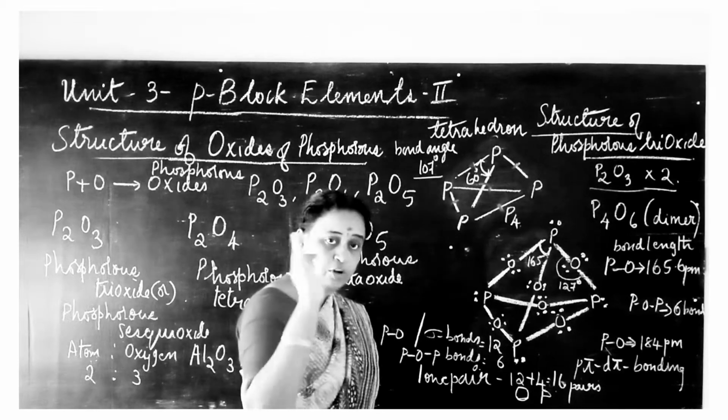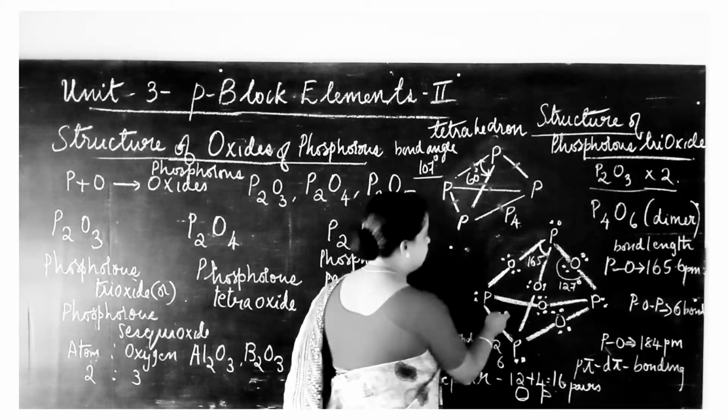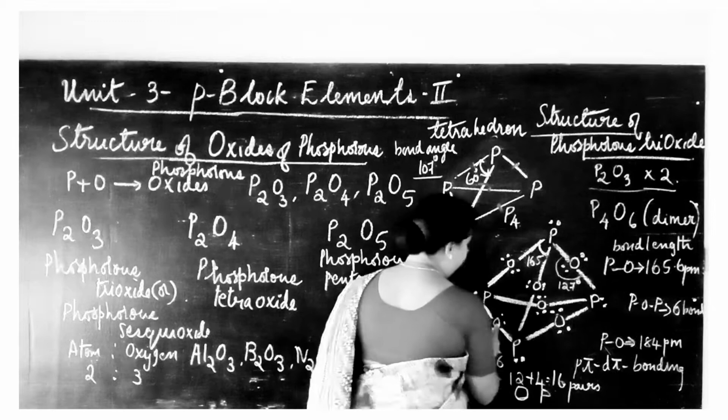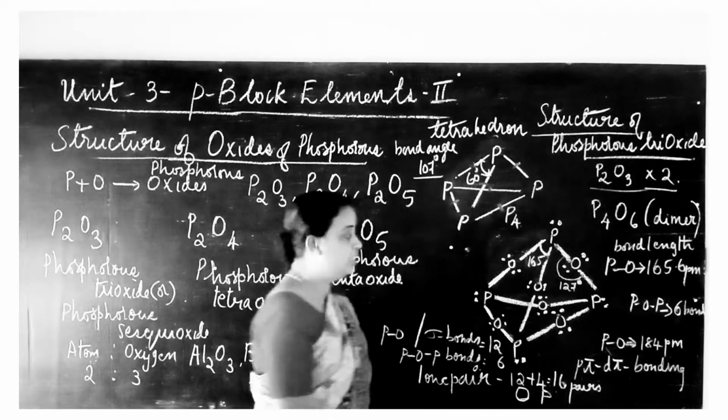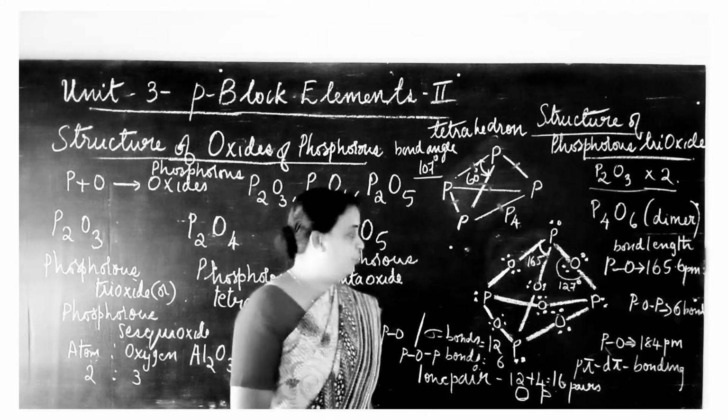So likewise 6 oxygen atoms should be there. You can just count here: 1, 2, 3, 4, 5, 6. 6 oxygen atoms are being linked with the phosphorus.